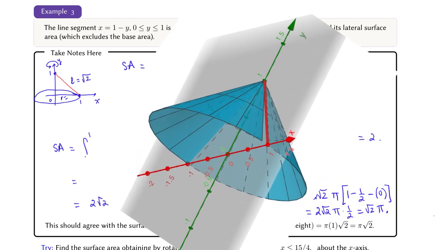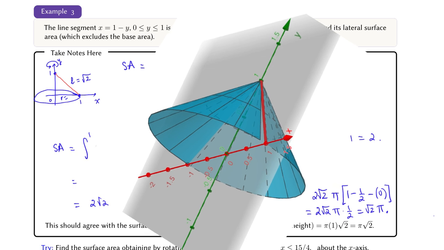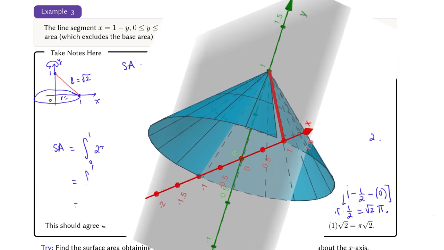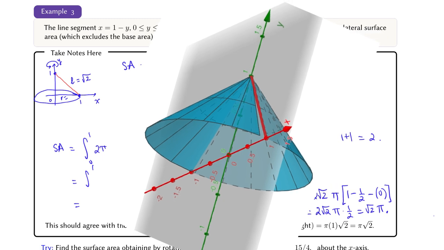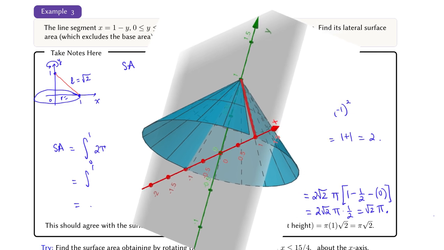from the formula: the area of the cone is pi r L. In this case, the radius of the base is 1 and L is root 2, so the area of the cone is pi times 1 times root 2, which is root 2 pi, as expected.